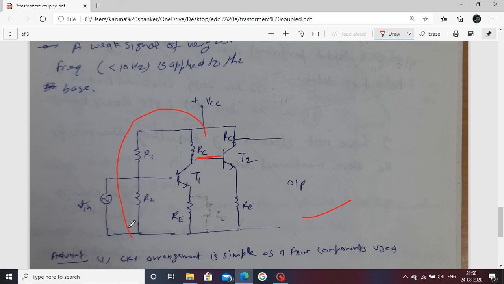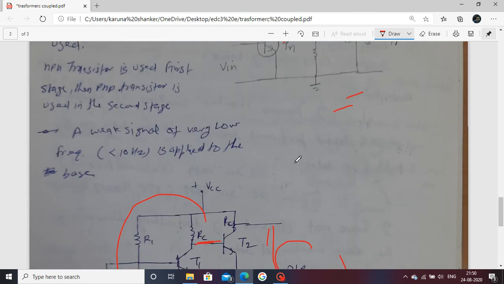For the working, you see here, input is provided to this T1 transistor, and then the amplified output comes across the RC. RC output is connected to the base of the second transistor, and now this again amplifies and comes across the RC. Now the output at this terminal is the amplified output you obtain. This is generally used in weak signal amplification, means less than 10 Hz.